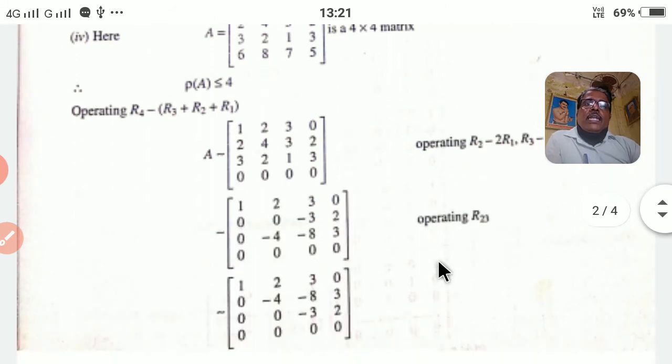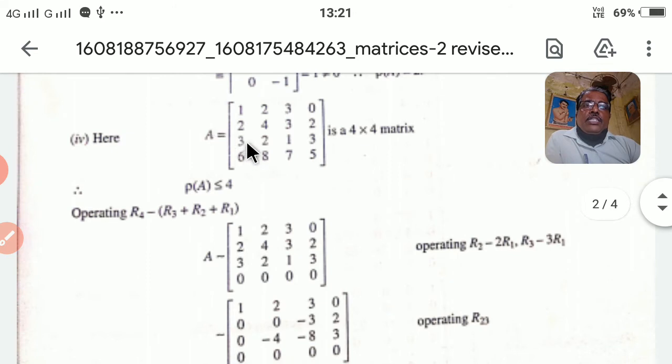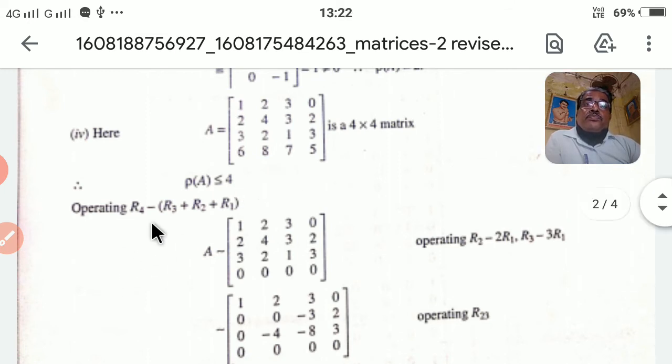Okay, so similarly we take another problem, that is A equal to 1 2 3 0, 2 4 3 2, 3 2 1 3, then 6 8 7 5. Now it is a 4 cross 4 matrix. Therefore the rank of A cannot exceed 4. Now in this we operate R4 minus R3 plus R2 plus R1.